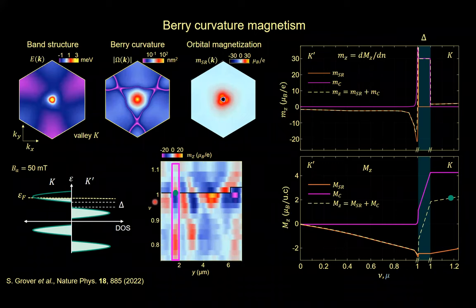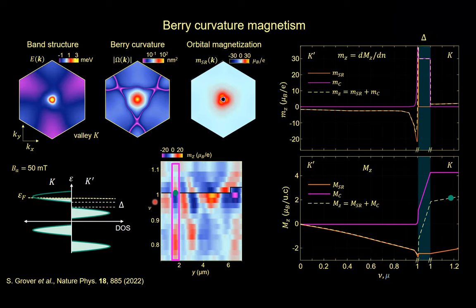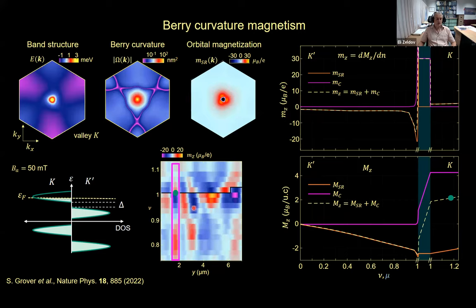So this is the conventional simple picture of degeneracy lifting due to interaction, where at filling factor one you have one full band, completely spin and valley polarized, and three empty bands. Okay, continue. So now we're exactly at this point. And along this black line you see that the magnetization changes discontinuously, in contrast to here, where the magnetization changed sign, but in a continuous way.